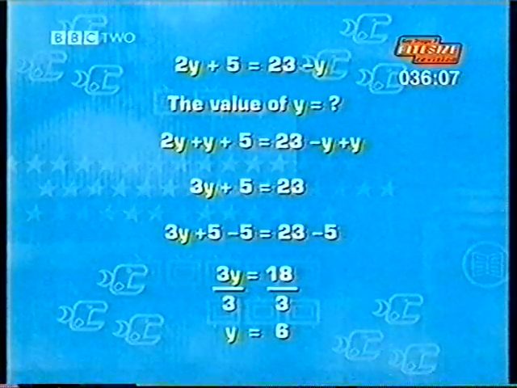A quick check in the original equation then. 2y plus 5 equals 23 minus y. If y equals 6 on the left-hand side, you have 2y add 5 equals 2, multiplied by 6, that's 12, add 5 equals 17. On the right-hand side, you have 23 minus y, so that's 23 minus 6, which is also 17. You know you are correct.